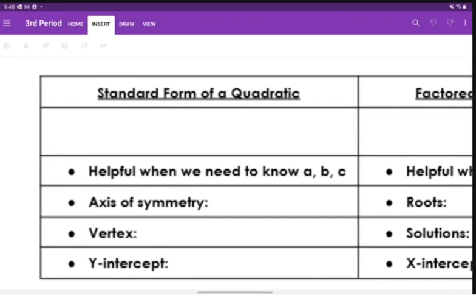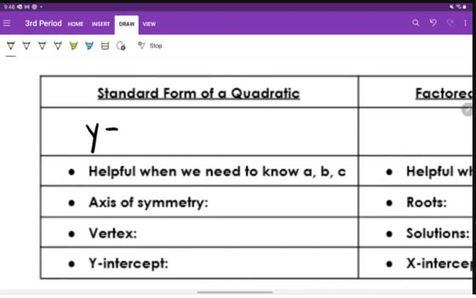A quadratic equation is written in the form y equals ax squared plus bx plus c. That is the standard form of a quadratic. And just keep this in mind. You're not going to come across quadratic equations with a's and b's and c's in them. Okay, these will be numbers. So it might be something like y equals 4x squared plus 3x plus 9. So these will be numbers, not a, b, and c.